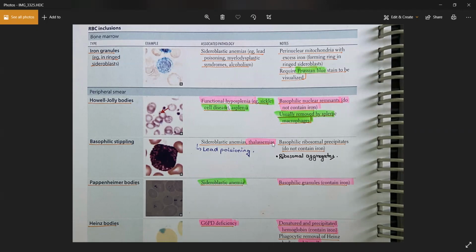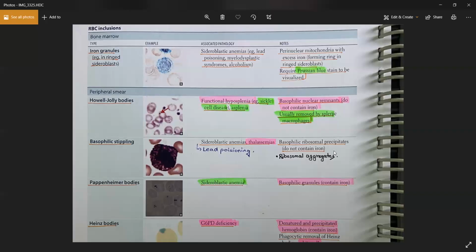And they are basophilic ribosomal precipitates. These are the precipitates of the ribosome. So whenever in Step 1 you see a basophilic structure anywhere inside a cell, in a neutrophil or in reticulocytes or in RBCs, most of the time it's going to be the ribosomes, the RNA in the ribosomes. Like the Döhle bodies, which are basophilic, these are the ribosomal RNA. In reticulocytes, they are kind of bluish. Why? Because of the ribosomal RNA. In basophilic stippling, they are basophilic because of ribosomal RNA, right? So most of the time it is going to be ribosomal RNA.